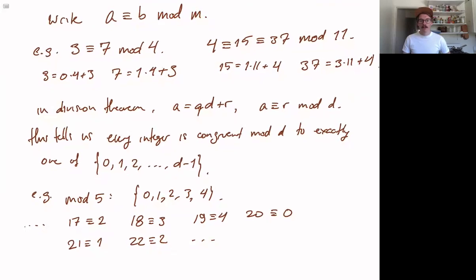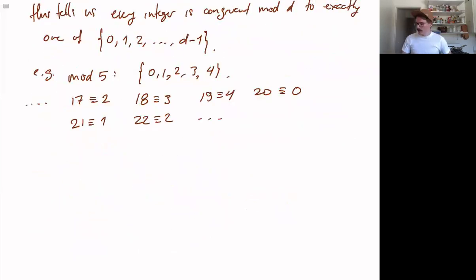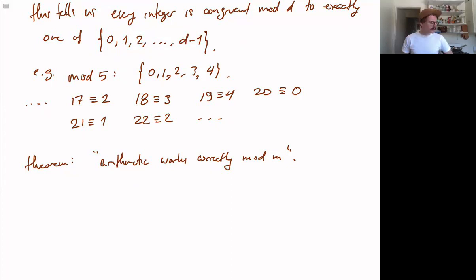So what is modular arithmetic? It amounts to basically the following theorem, which I will say a sort of slogan first, and then I'll say the precise statement. So the idea is that arithmetic works correctly mod m. So essentially all the rules of arithmetic you're used to, everything still works, right? And what do we actually mean by this? So let me write the statement.